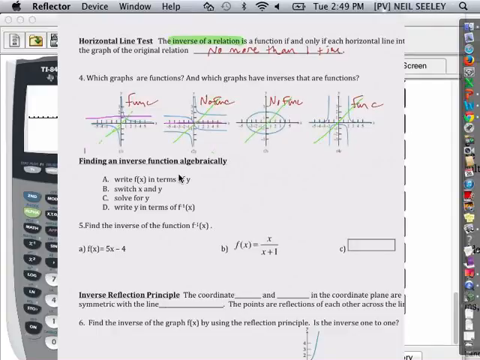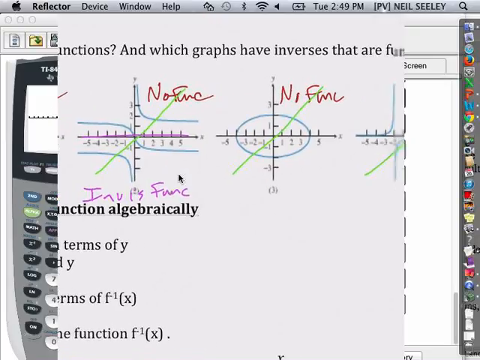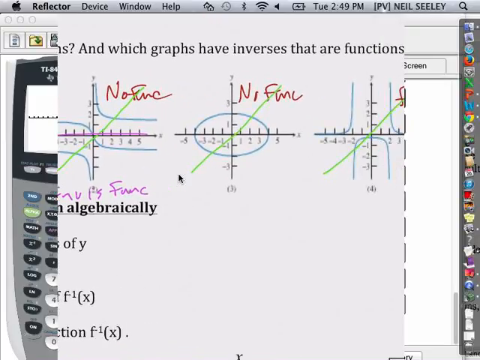The inverse is totally a function. It only touches once, so the inverse is a function. Horizontal line test passed. Second one, the inverse is a function. It passes the horizontal line test.